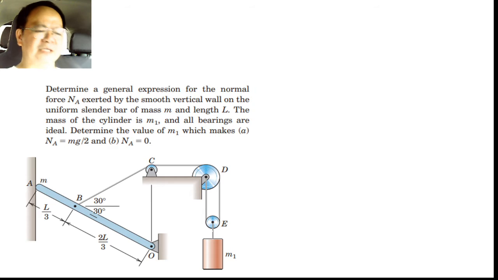Determine a general expression for the normal force N sub A exerted by the smooth vertical wall on the uniform slender mass of M and length L. The mass of the cylinder is M sub 1 and all the bearings are ideal. Determine the value of M sub 1, which makes (a) N sub A equals mg over 2 and (b) N sub A equals 0.